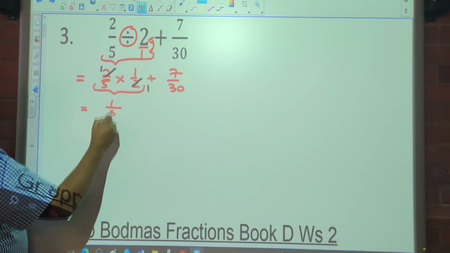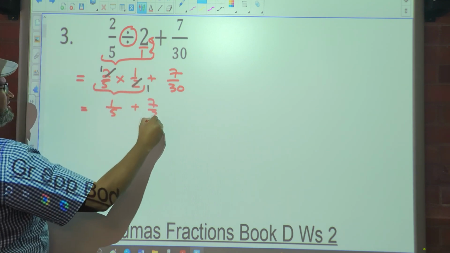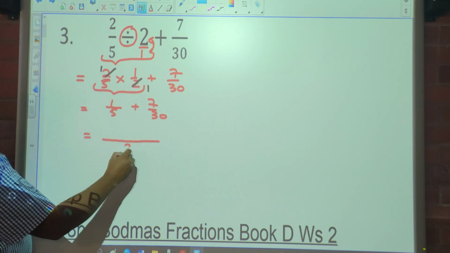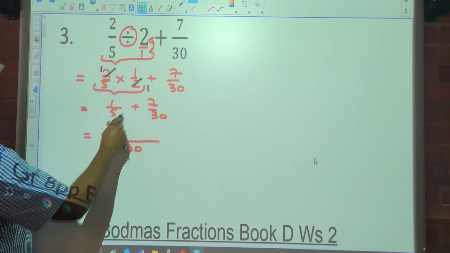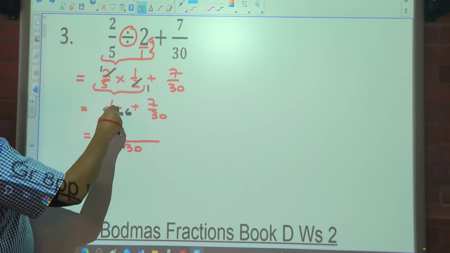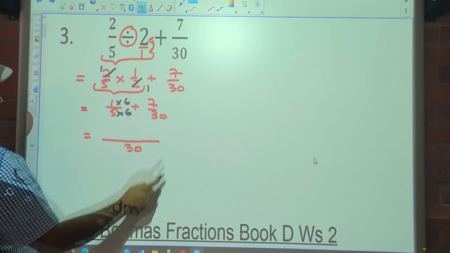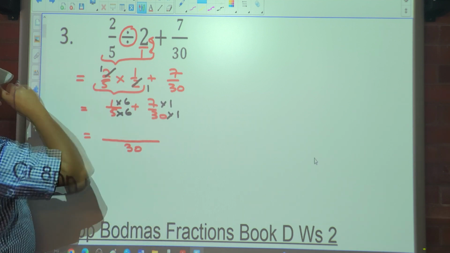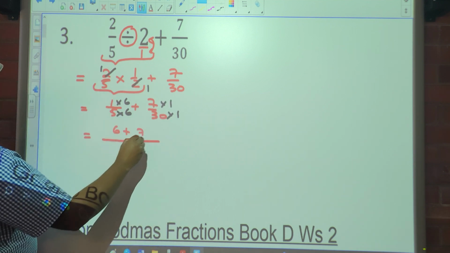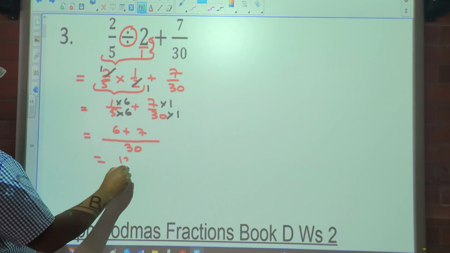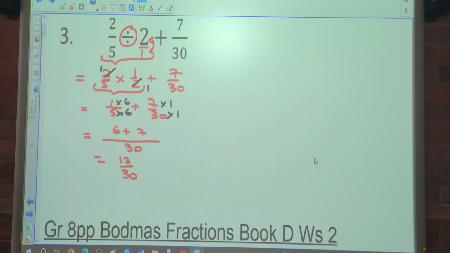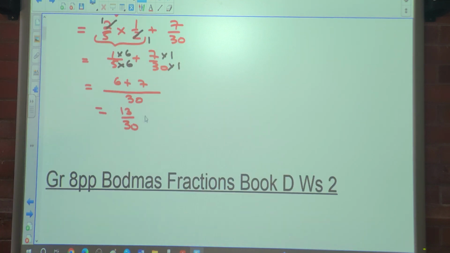5 multiplied by 1 is 5, plus 7 over 30. So what's your LCM here? 30. And multiply this by? 6. 30 must multiply by 1. So 1 multiplied by 6 is 6. Plus 7. 6 plus 7 is 13 over 30. Okay. Look at the next one.